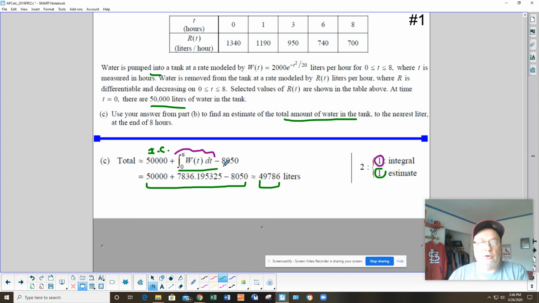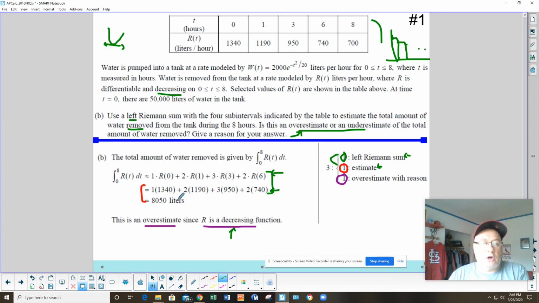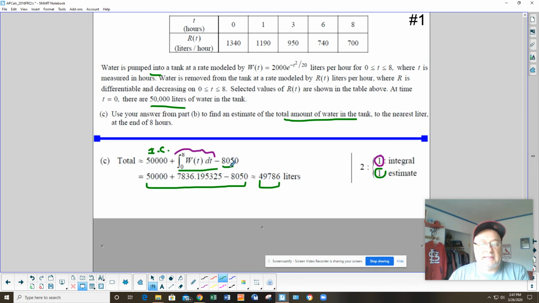And then now you're using the estimate of how much is removed. So that's where I go back to part B from. So if you don't have the right answer here, let's say you did an RRAM instead of an LRAM, and you got this wrong answer, you're not going to get penalized twice. So if this answer or part of the answer here is incorrect, but you're still using the correct idea from part B, you'll still get both points here.